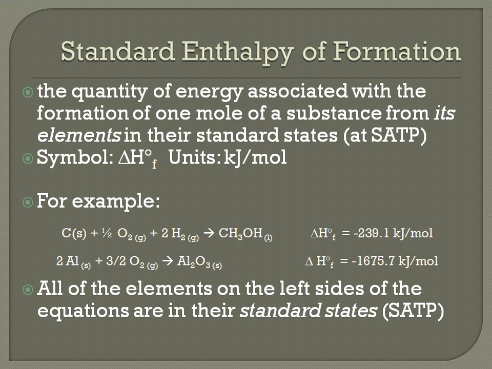Same thing in the second example with aluminum oxide. I've obviously got aluminum and oxygen in there. Again, I have to make sure that I make 1 mole of the substance. So usually what we do is we write it out from its elements. Aluminum and oxygen are the elements that make up this compound. I write those on my reactant side and balance it out. Then I have to make sure I've got 1 mole of product, because that's the whole point of the enthalpy of formation. So please make sure that you divide everything so that the coefficient in front of your product is only a 1. All of these elements on the left sides of the equations are in their standard states at SATP, okay? That's straight off the periodic table.